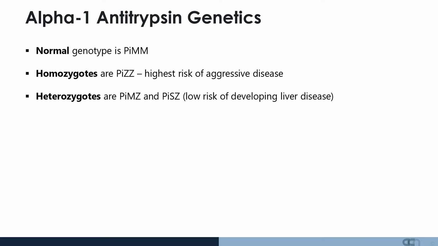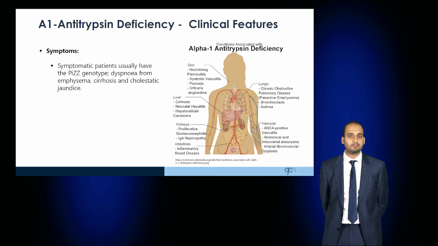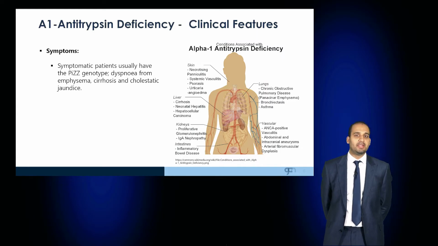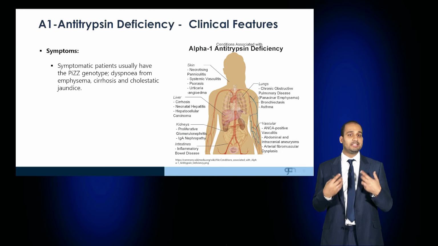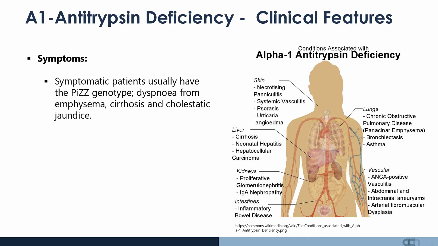PiZZ carries the highest risk of aggressive disease, whereas PiMZ and PiSZ carry a lower risk of developing liver disease. If you have the aggressive genotype, PiZZ, you develop dyspnea from emphysema and complications of liver disease, including cirrhosis and cholestasis. As a result, the patient may have multi-system involvement.